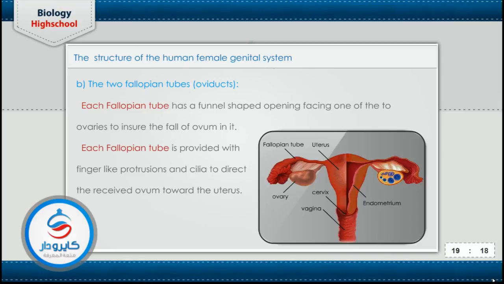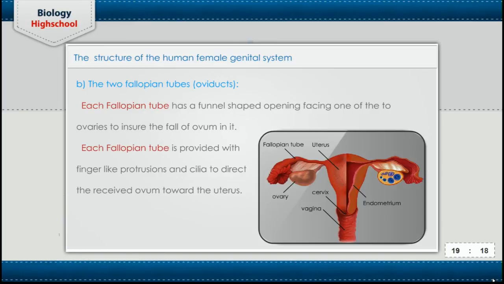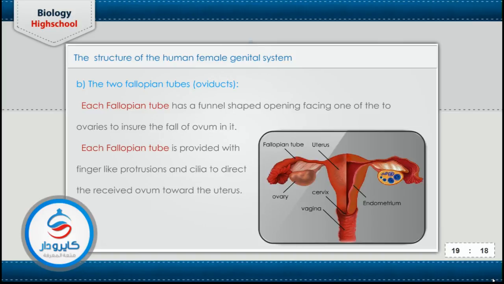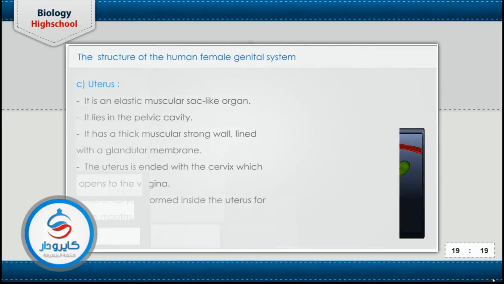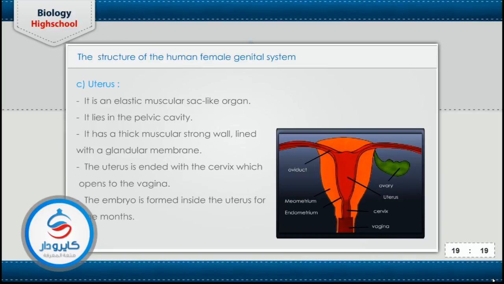The mature ova get inside the fallopian tubes. The fallopian tube is supplied with finger-like protrusions for picking up the mature ova, and contains cilia inside to facilitate the movement of the ovum inside the fallopian tube and to direct the mature ova, or the zygote after fertilization, to get inside the uterus to continue the pregnancy state. The cilia allow it to pass through the fallopian tube to get inside the uterus.